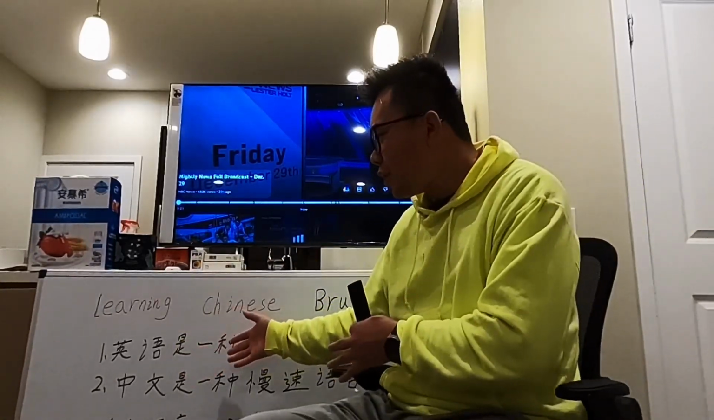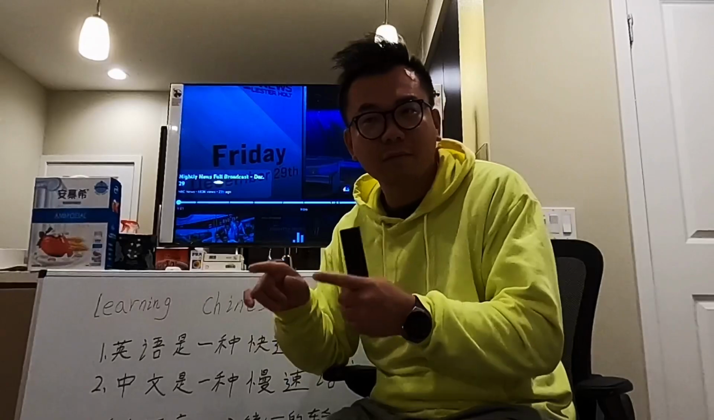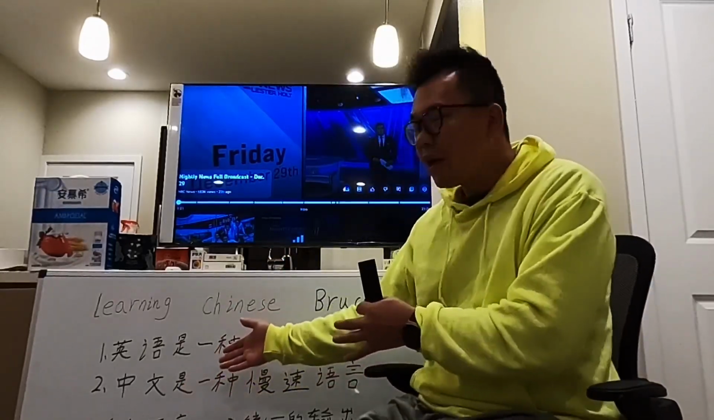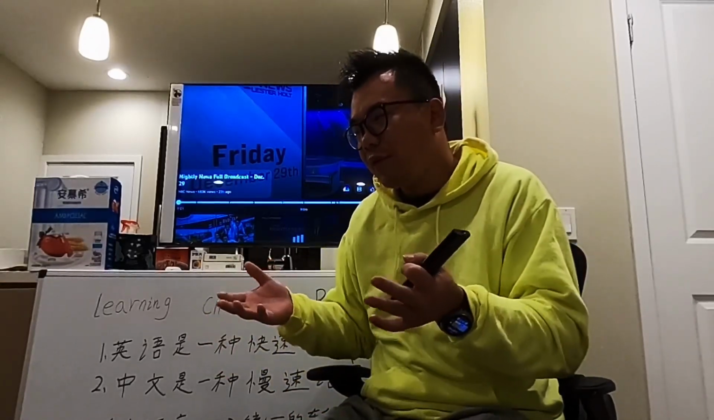So here's the differentiation between English and Chinese. English is a language that is relatively fast. And Chinese is a language that is slow. Yes, whenever you hear the news, you always notice that speakers always speak in a fast way. This is totally different from Chinese.